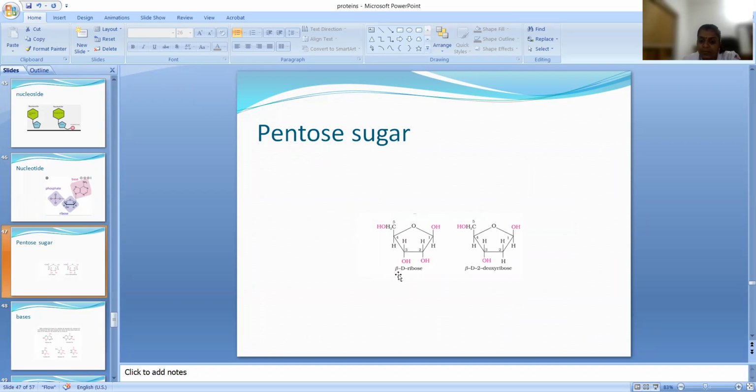The pentose sugar may be either beta-D-ribose or beta-D-2-deoxyribose. If it is beta-D-ribose, it is in RNA, and if it is beta-D-2-deoxyribose, it is present in DNA. What is the difference? The OH is the same, but here, instead of OH, there are two H's. The rest are all the same. But in beta-D-2-deoxyribose, deoxy means one oxygen is not there, and both are hydrogen. In RNA we see the sugar beta-D-ribose, and in DNA we see beta-D-2-deoxyribose.